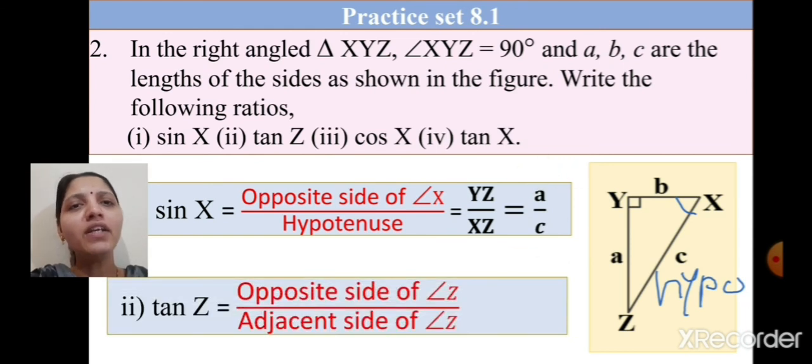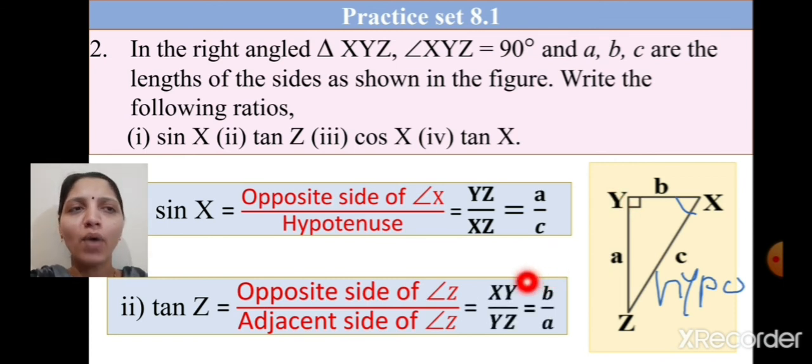Then we have to find tan Z ratio. Now tan Z is equal to opposite side of angle Z upon adjacent side of angle Z. Now what is the opposite side of angle Z? This is the angle Z, and opposite side is side XY and adjacent side is YZ. So you will write here XY upon YZ, that is equal to length of XY is b and length of YZ is a. So your ratio becomes b upon a.